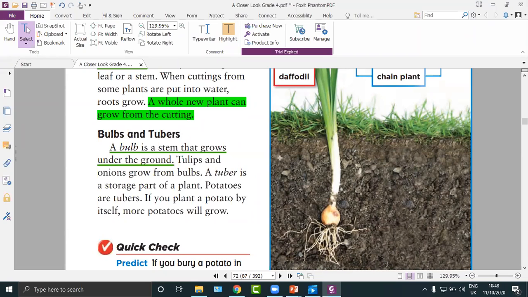A bulb is a stem that grows under the ground. Tulips and onions grow from bulbs. A tuber is a storage part of a plant. Potatoes are tubers. If you plant a potato by itself, more potatoes will grow. Okay, thank you. You did well. Here, if you plant a potato by itself, more potatoes will grow.